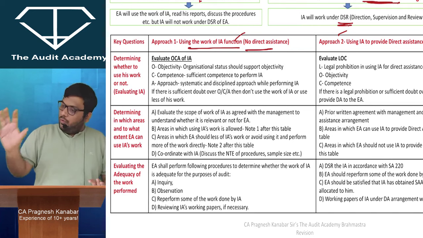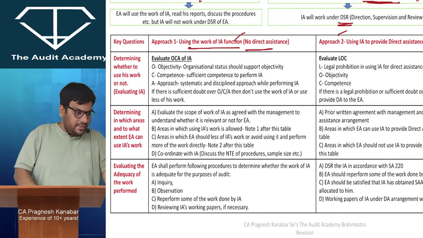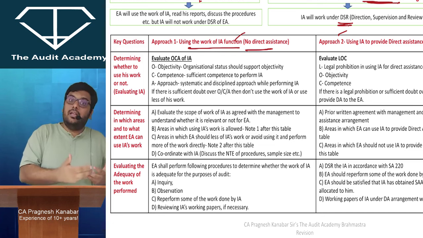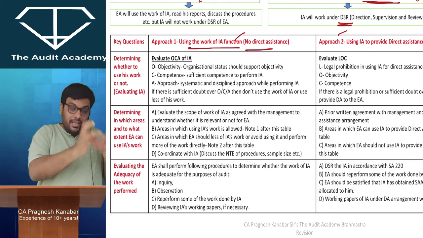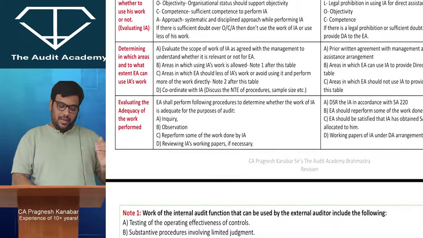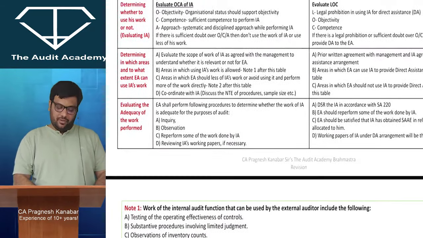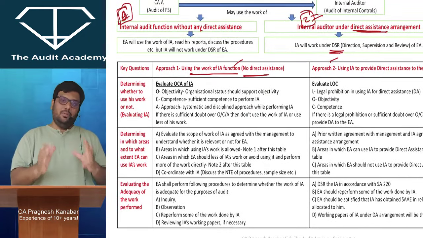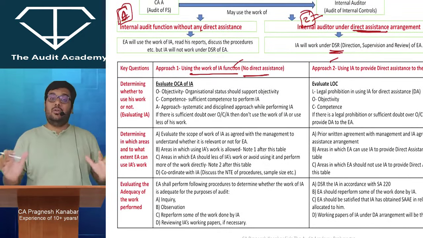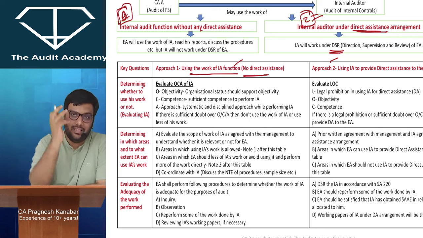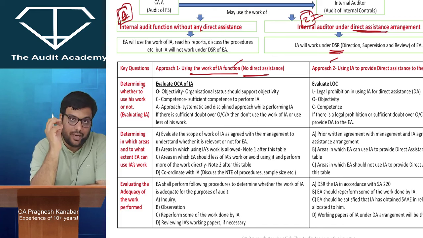So the second thing is that you decide in which areas you can use the work. I want to use his work in XYZ areas. Then let us say he has worked in those areas. Now, can I rely on that work? I can rely on the person, but can I rely on that work? Is the work adequate? So the third category of question is evaluating the adequacy of the work performed. I hope I'm clear with this. So you have six major questions over here: three questions multiplied by two approaches. That is how you will fit SA 610 in your mind.